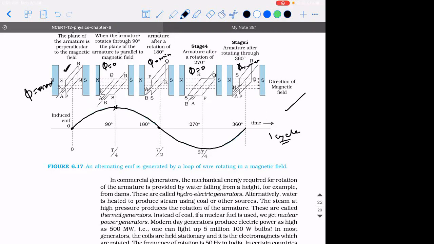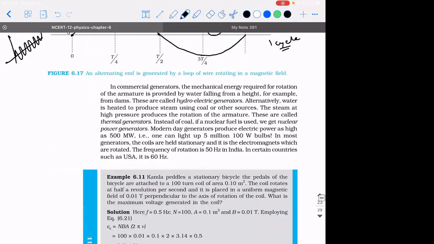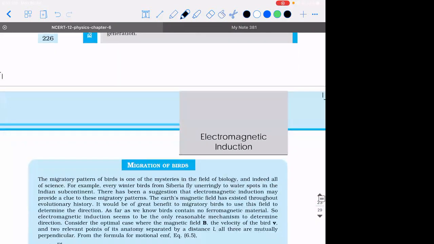Imagine 50 cycles and how close the values will be. Actually, the EMF will be like this. And moreover, this is a sine graph because EMF is a function of sine omega t. That is the reason why we get a graph like this. Am I clear, guys? So the applications part, I'm leaving it to you.